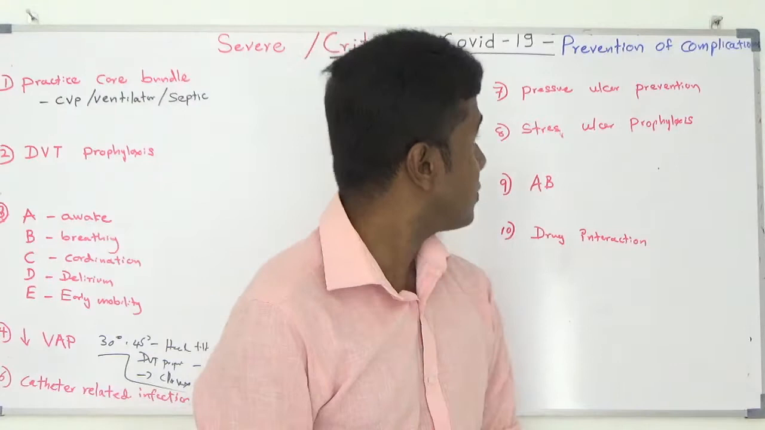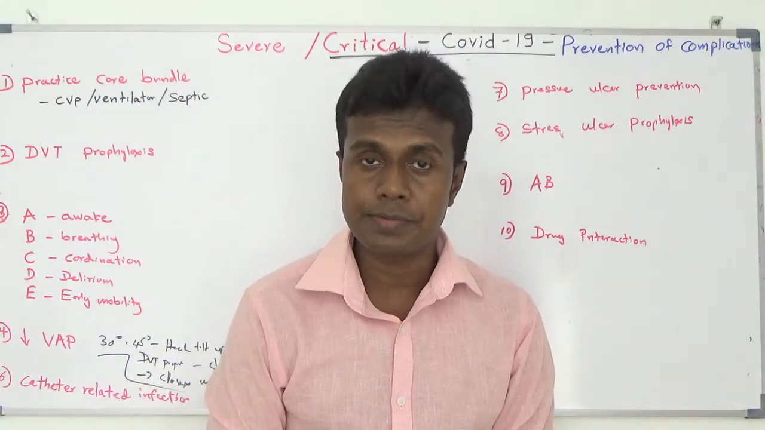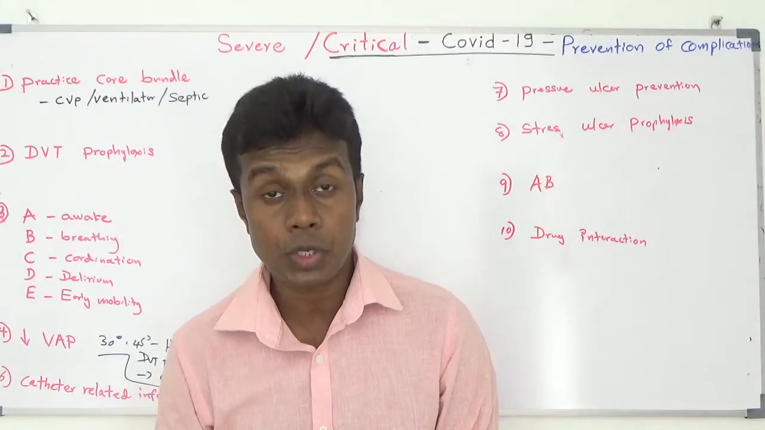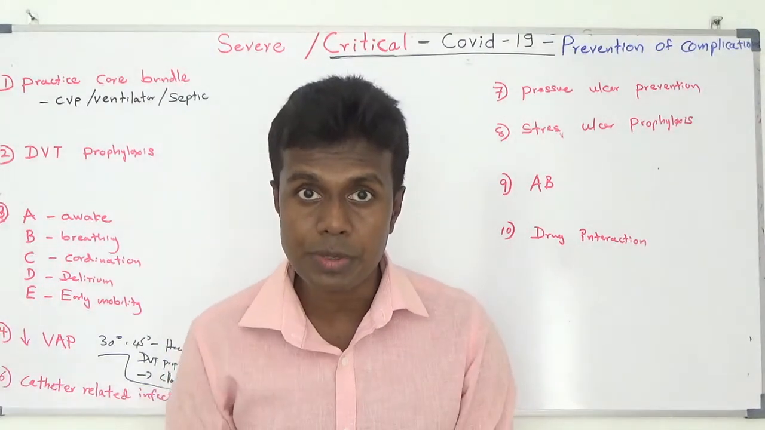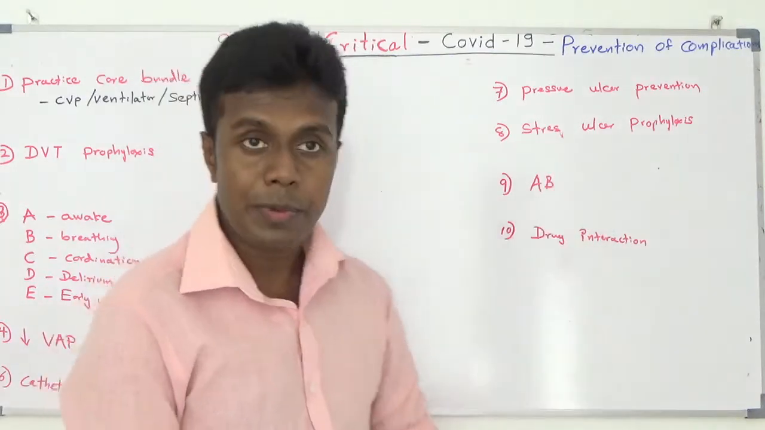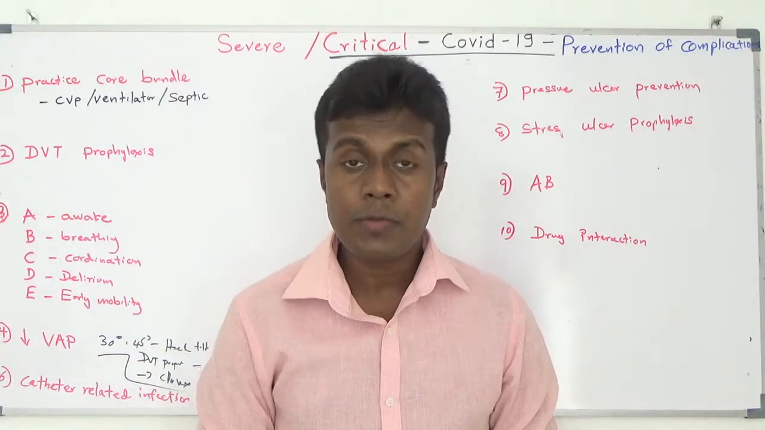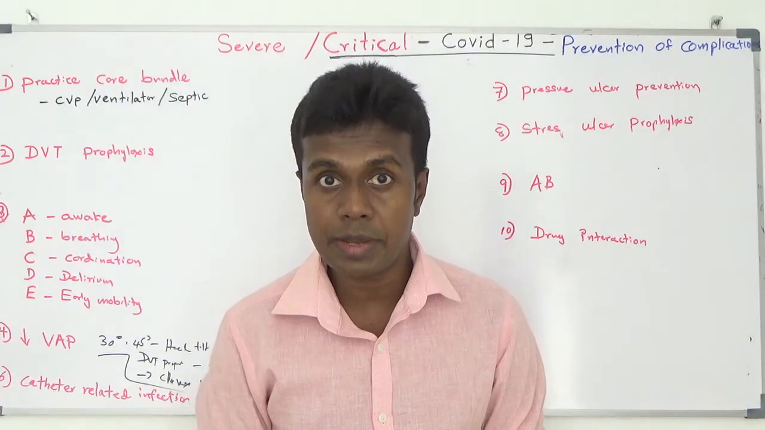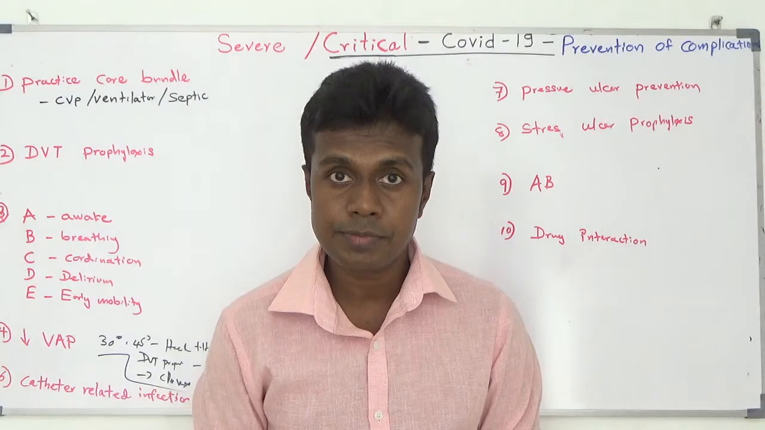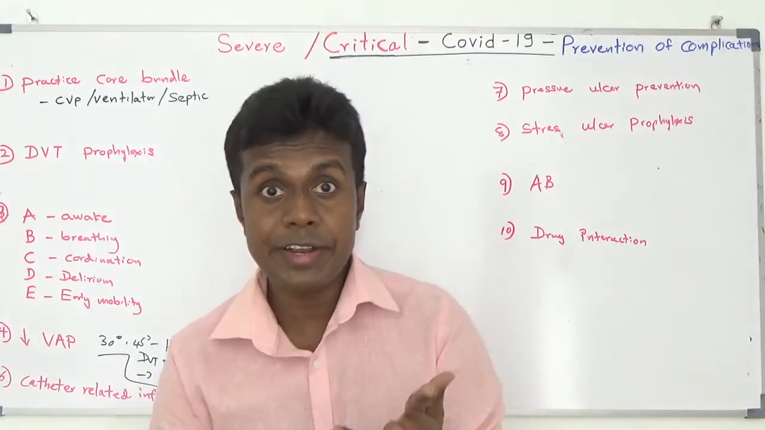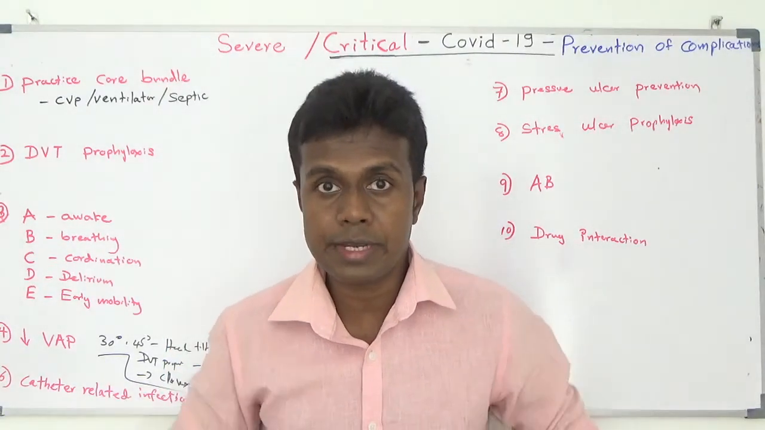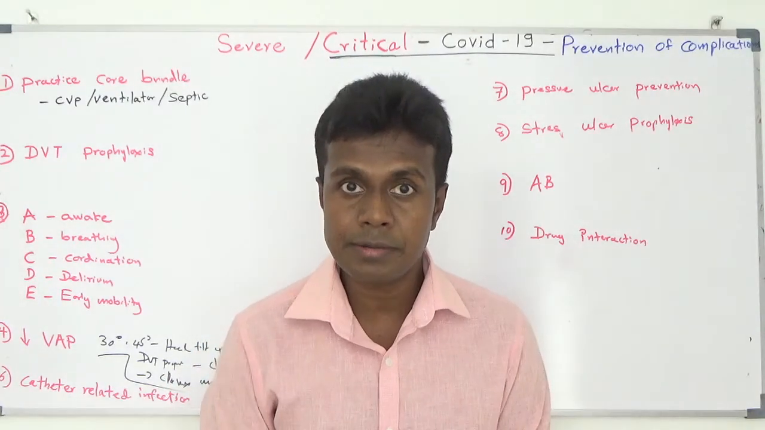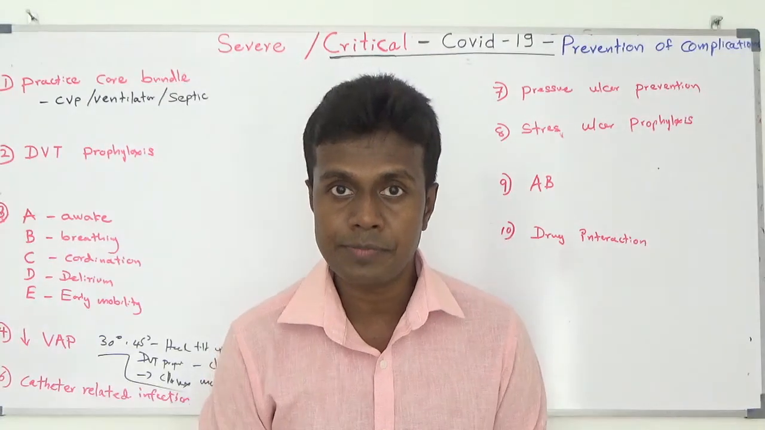Number 7, you have to prevent pressure ulcers. For that, what they recommend is turning your patient 2 hourly. Then stress ulcer prophylaxis. If your patient develops stress ulcers, your patient can develop major internal bleeding and sometimes the patient can die. What they recommend is that early feeding should be established. In that case, the gut becomes normal, trophic action happens there, and because of that, mucosal damage will be minimized.